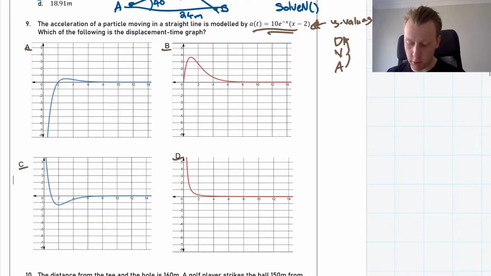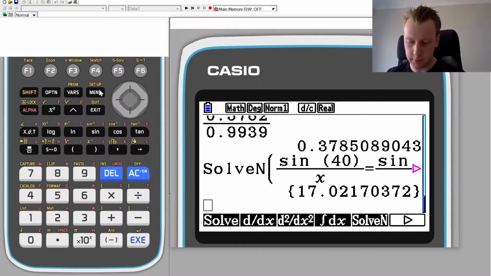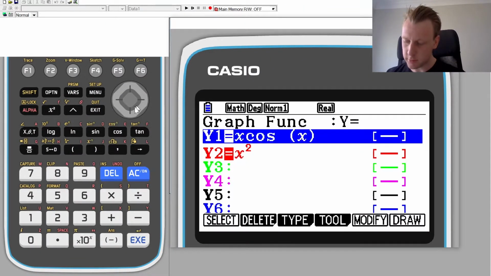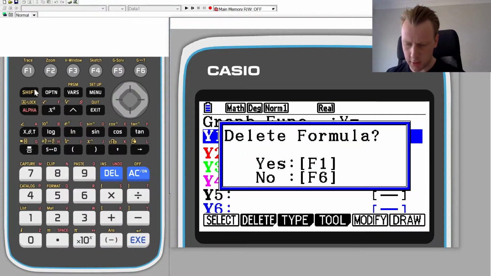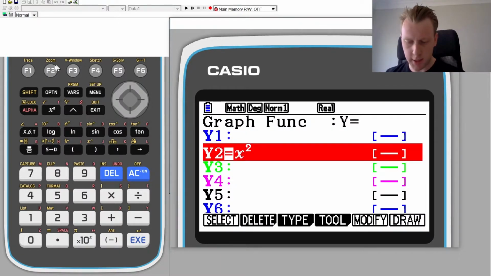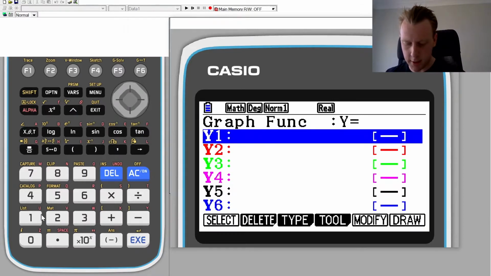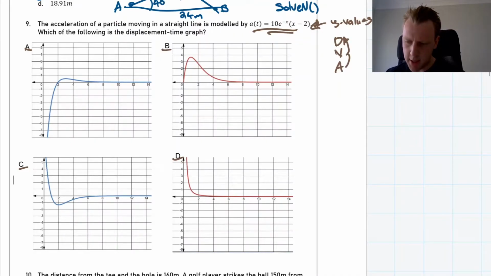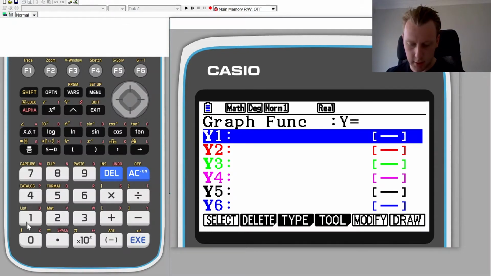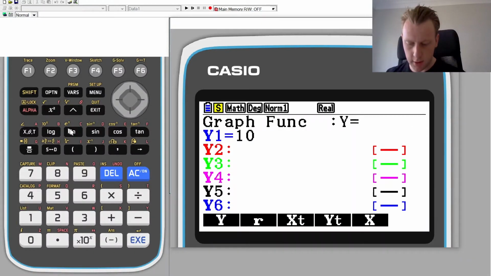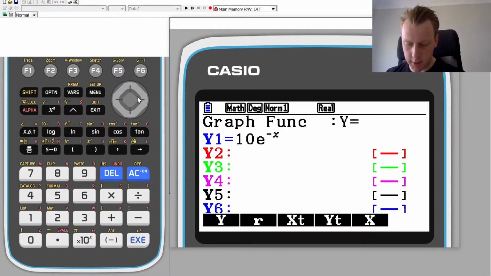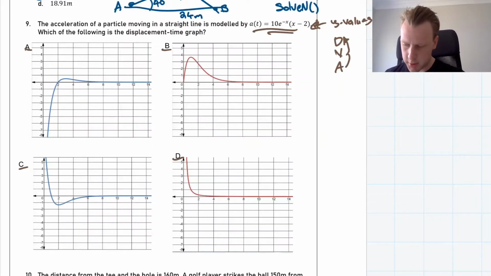So I'm going to go ahead and graph this one here. Delete that. Again, you've just got to be so fast with the calculator. I feel like I'm doing this slow. Okay, so we had 10e to the negative x outside of x minus 2, was it? x minus 2. Just see if we got that right.